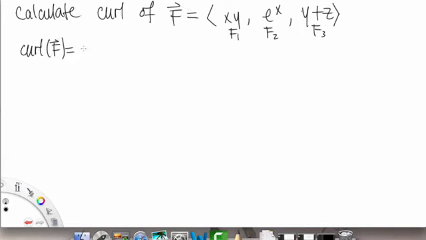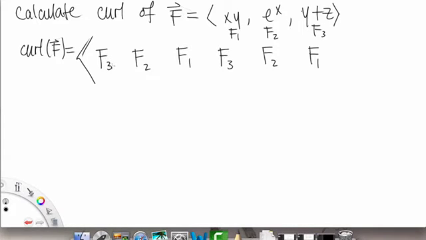Alright, so this is going to equal the following. We're going to have our 3, 2, 1, and I'll just write them in a little bit abbreviated format. So F3, then an F2, and then an F1, and then another 3, another 2, another 1. Okay, so that's the first thing I would do.